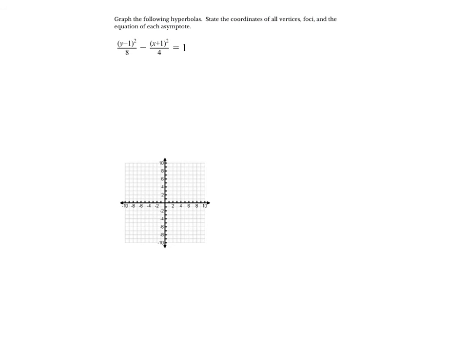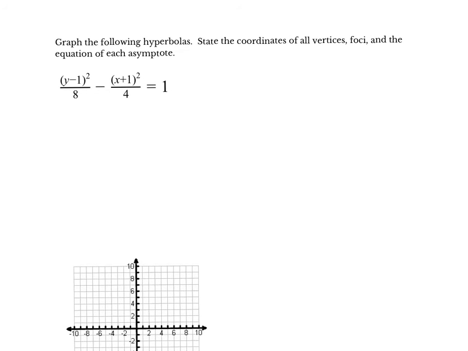Okay, let's go ahead and look how we can graph one of these. So we have y minus 1 squared over 8 minus x plus 1 squared over 4 equals 1. So first I pick out my center. Now my center is going to be negative 1, 1, because I'm taking the opposite of x and the opposite of y. And my transverse axis is going to be the y-axis, or parallel to the y-axis, because the y comes first.